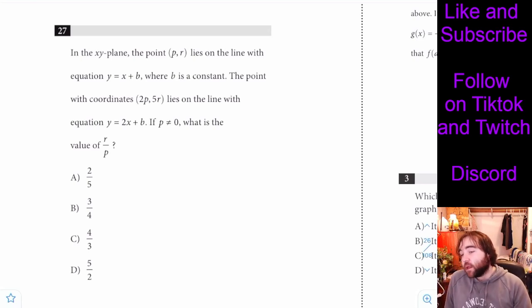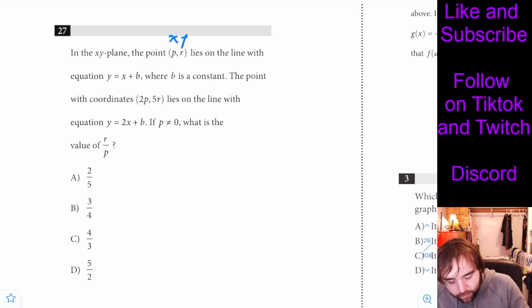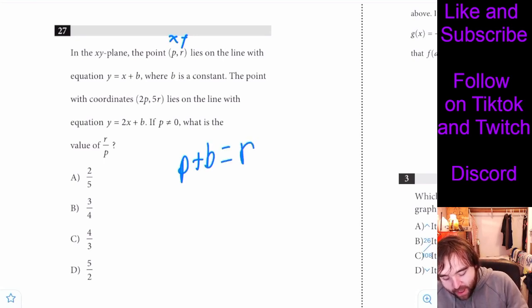Okay, so I would plug in here. I would plug in and get two equations. Remember, any point is x comma y. So that means we can say that p plus b is equal to r. And remember, this is a different line. So 2 times 2p, so 4p plus b equals 5r.